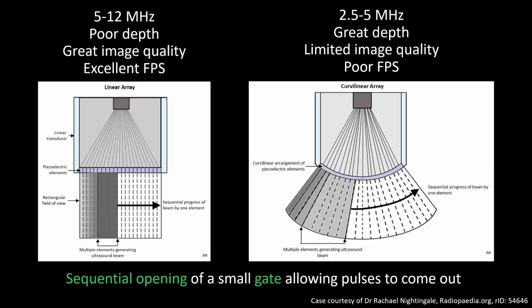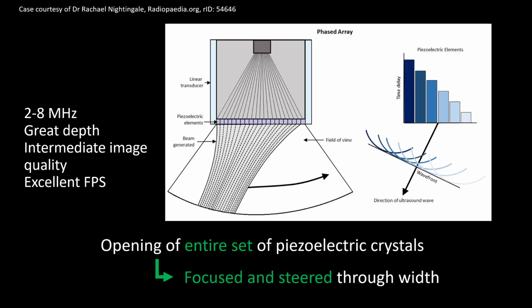Linear and curvilinear probes are essentially the same, with different arrangements of crystals. The linear probe has higher frequency, resulting in poor depth, great image quality, and excellent temporal resolution. The curvilinear probe has lower frequency, resulting in great depth, limited image quality, and poor frames per second. The cardiac probe is a phased array probe.